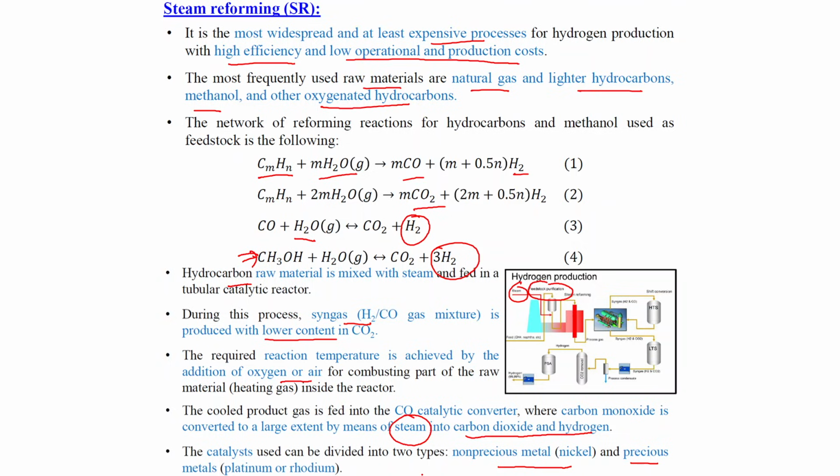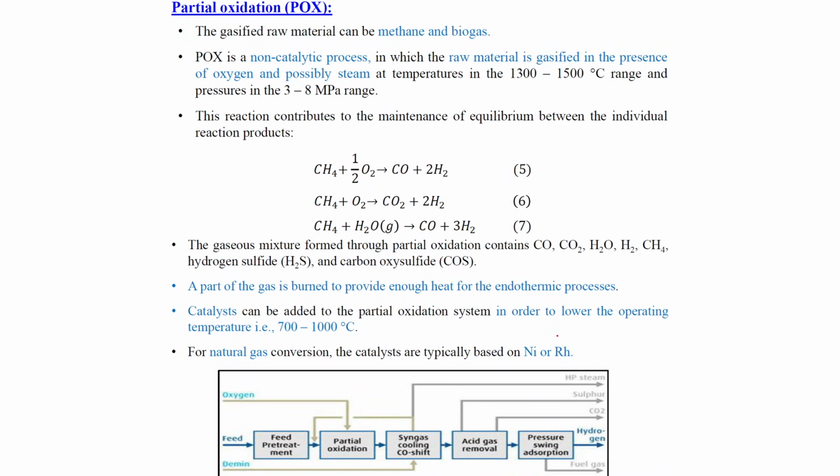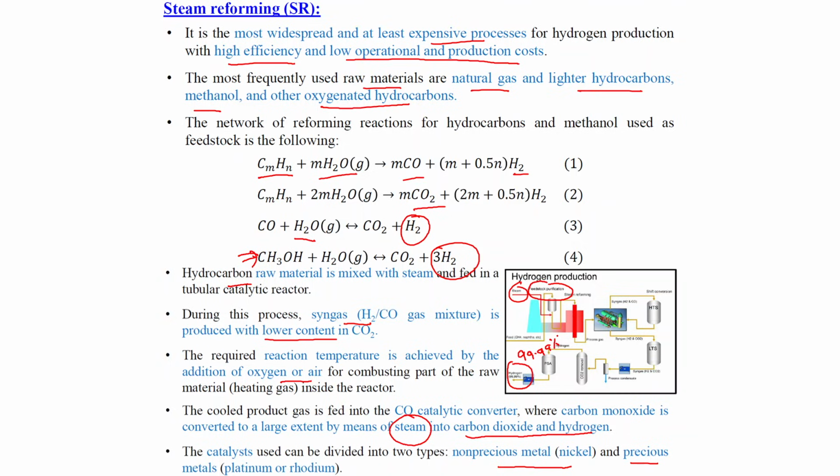Okay, so after the product gas comes out, these gases are separated from each other to get the pure hydrogen, that is 99.99% purity of hydrogen is produced. Okay. Now coming on to the partial oxidation, unlike steam reforming, which takes place in complete presence of oxygen.